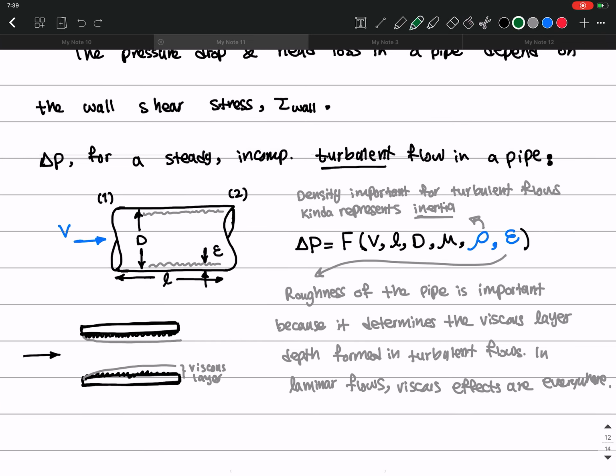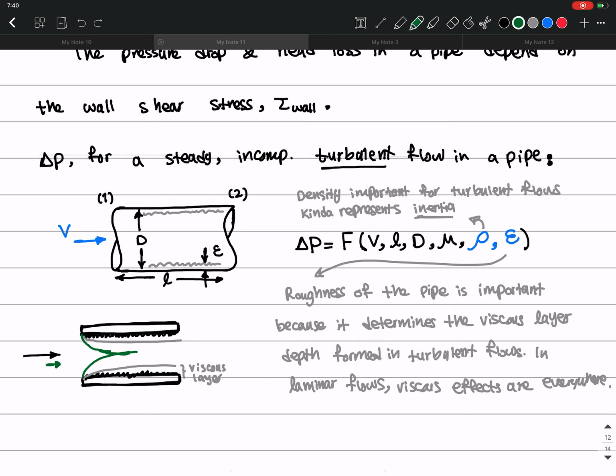Say you have a laminar flow where the velocity is too low. If you decrease the velocity, your viscous sublayer is going to be something like this, so your whole pipe or channel is going to have viscous effects propagated everywhere in your channel. That's why we did not look at it in a laminar flow, because viscous effects are present everywhere.